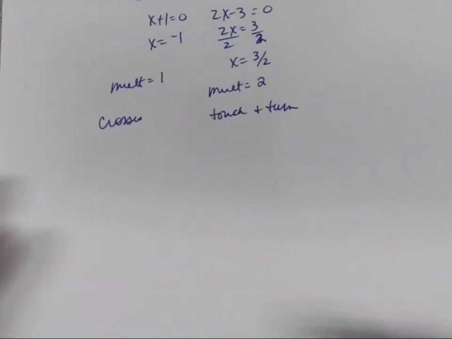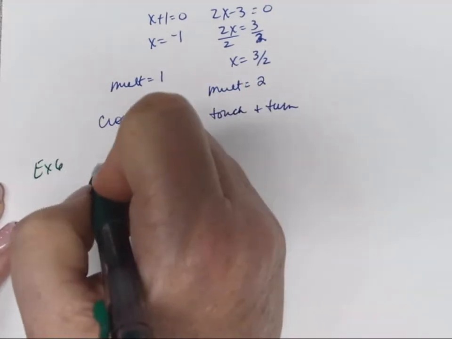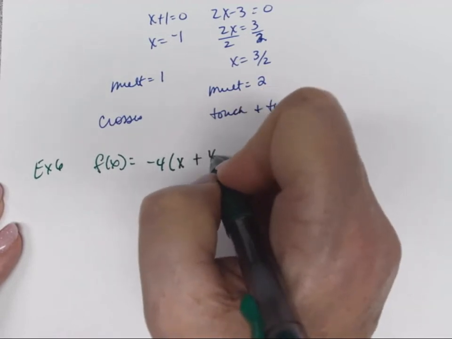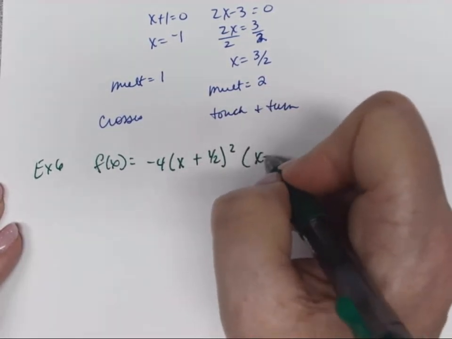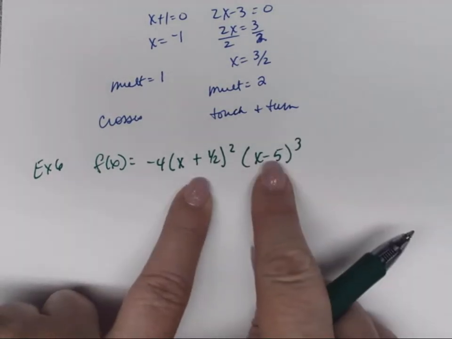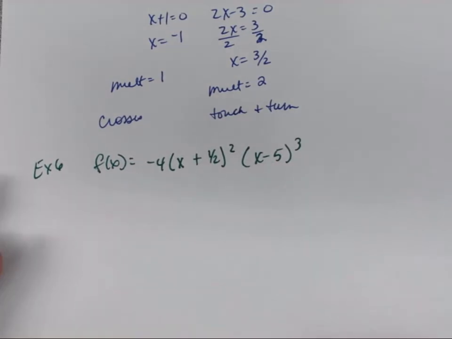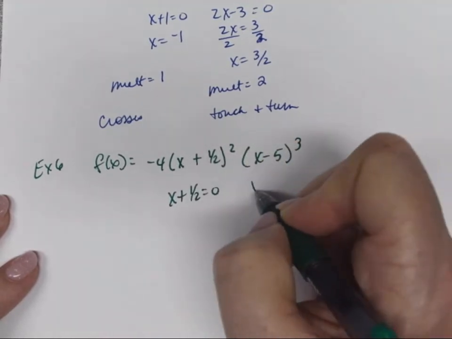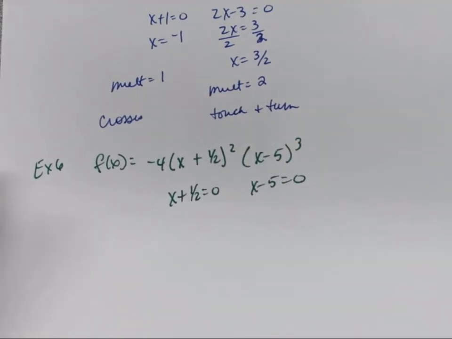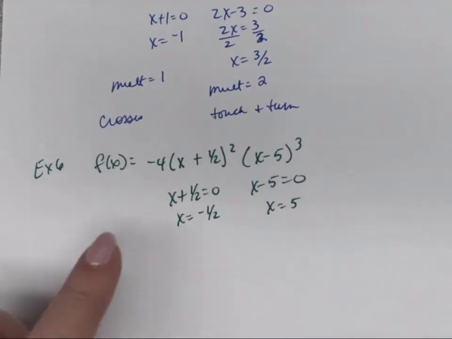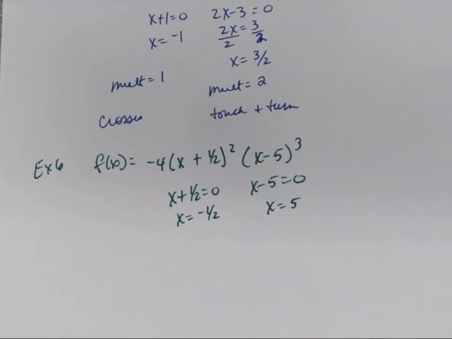All right, let's look at another one. Example 6. So f of x is equal to negative 4 times x plus 1/2 squared times x minus 5 cubed. So again, we're going to take our parentheses and set them equal to 0 because there's no x on our leading coefficient there. So x plus 1/2 equals 0, and x minus 5 equals 0. So x will equal negative 1/2, and x will equal 5. On an exam, I expect that you set that equal to 0 because I need to know that you know why and how it gets there.